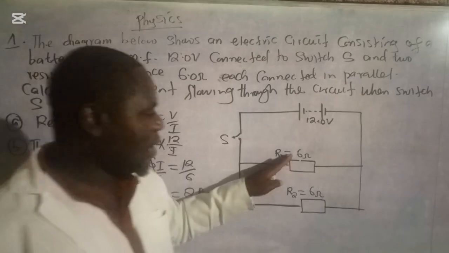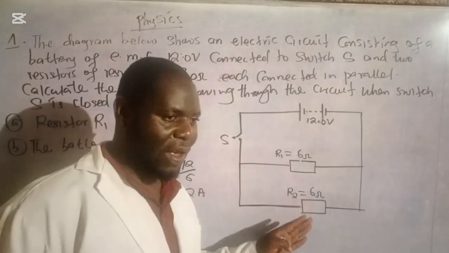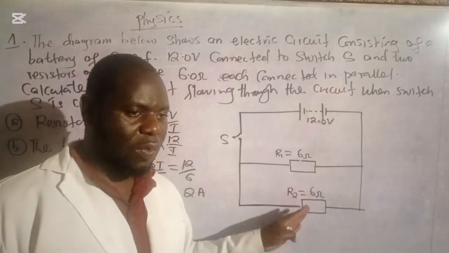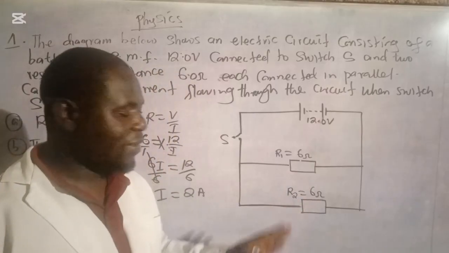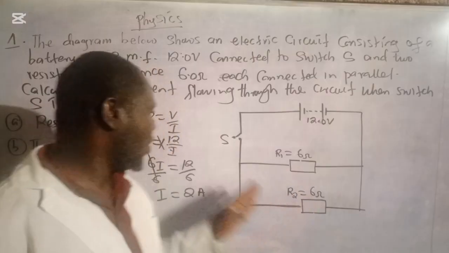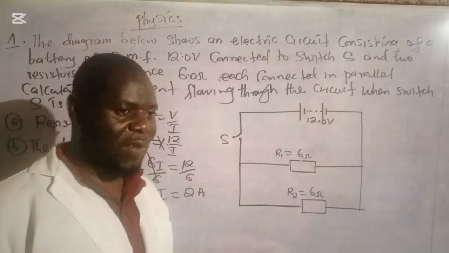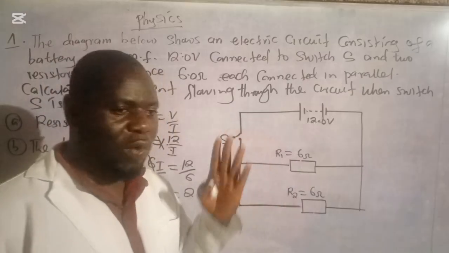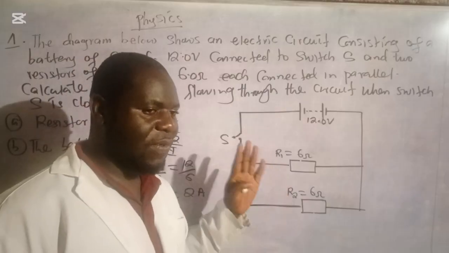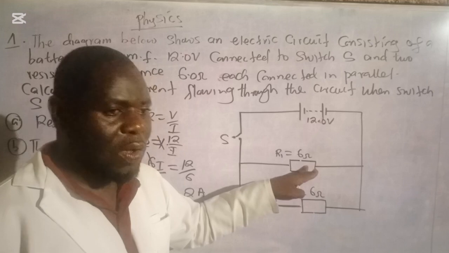Since R1 and R2 have the same resistance, even the current at R2 is 2 amps. Unless we had a different number here, we could have solved this using this formula with the number given. Now since here and here we have the same resistance, the current is going to be equal. So here we have 2 amps, and here 2 amps.